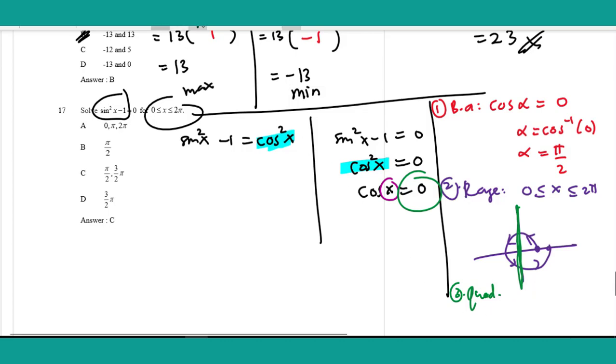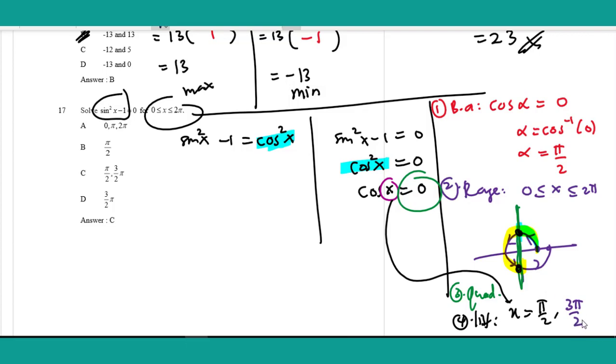And now the step 4 is list. List now using x. We follow this one, x. So this is the answer, 2 answers. From here to here is pi over 2. The next point is from this point to the next point, which is 3 pi over 2, 270. Answer is C. Okay.